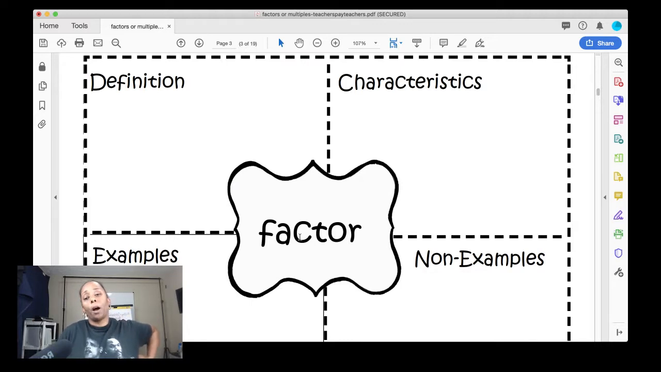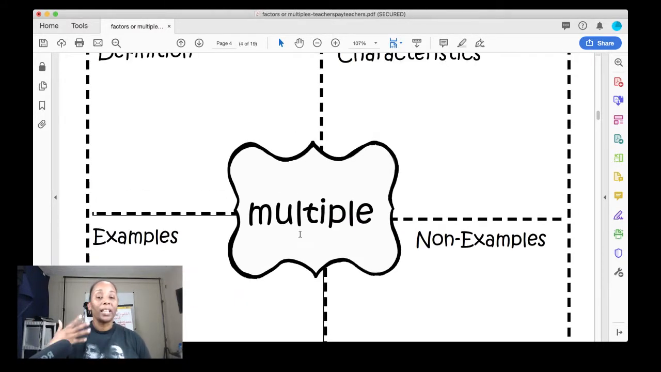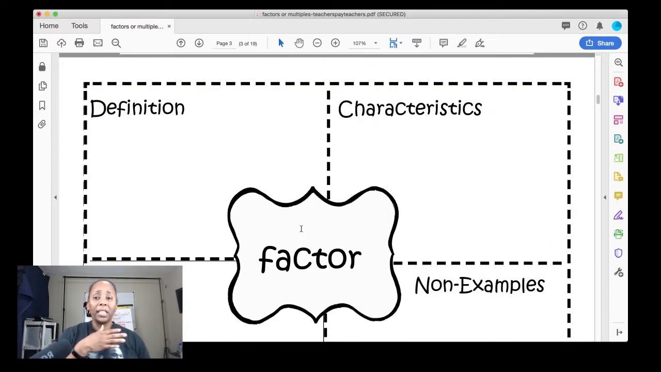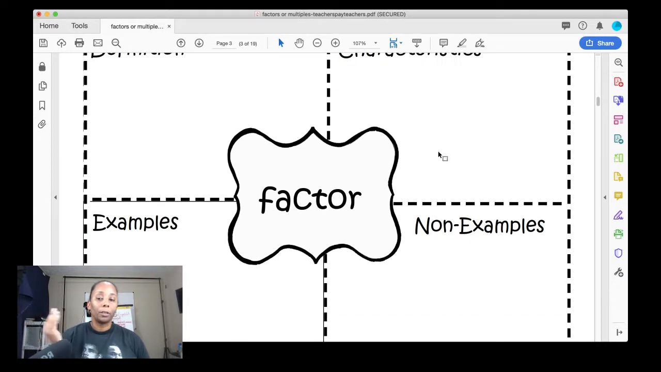I start with the Frayer model because the kids, like I said, it's always confusing to them to figure out what is a factor. So I have one for each one. So it definitely gives them a good understanding of what these are. So you have your factor. What is the definition of a factor? Characteristics of examples. And the non-examples are difficult for the kids, but it gives them something to distinguish from a multiple.